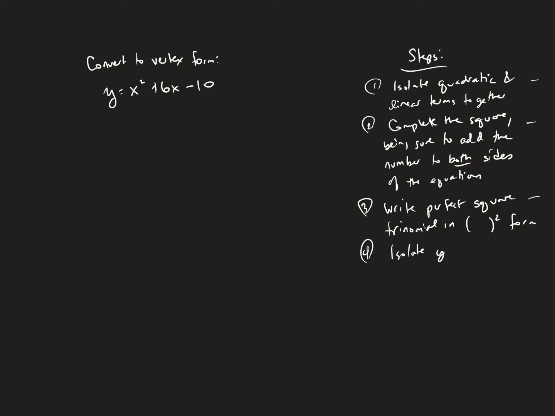Then we're going to write the perfect square trinomial in that quantity squared form. And then unlike solving where we had to do all the square roots and stuff, this time we're just going to isolate y. All right, let me walk you through the example.